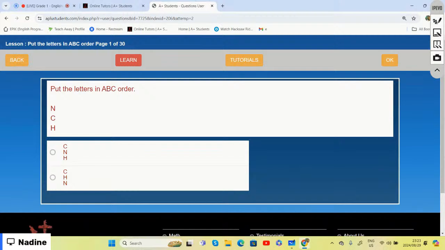All right, and if we were to put that in order, is it option one, we have C, N, H, or option two, we have C, H, N? And keeping in mind that it's almost like an alphabet string where we have letters A to Z. Keep that in mind.